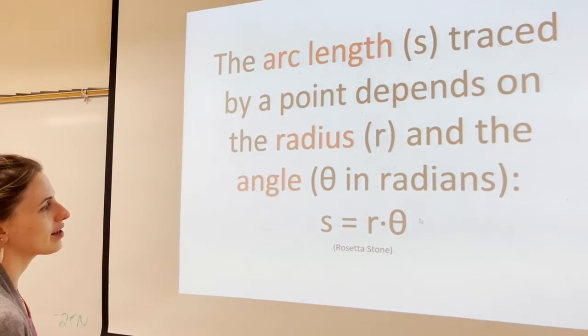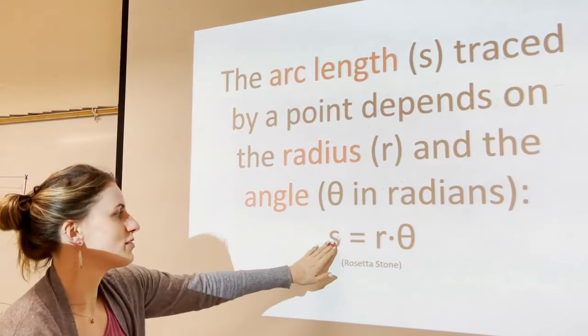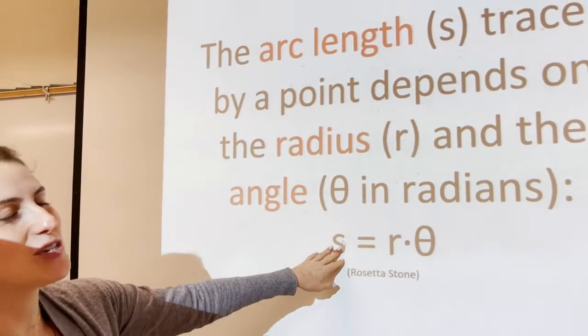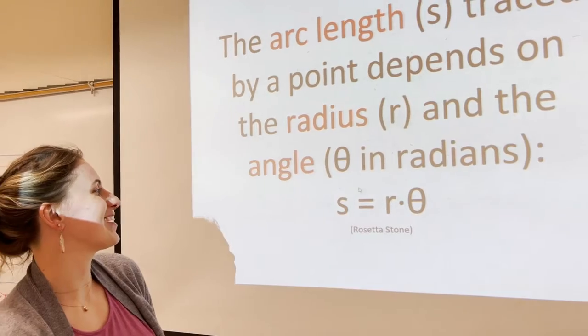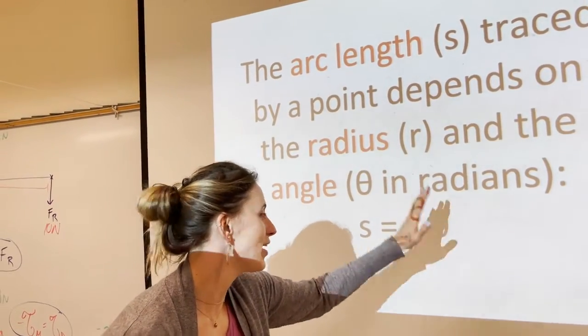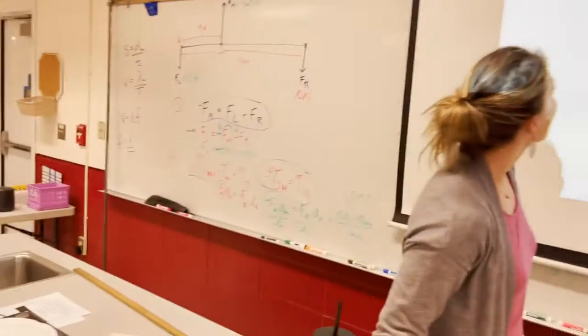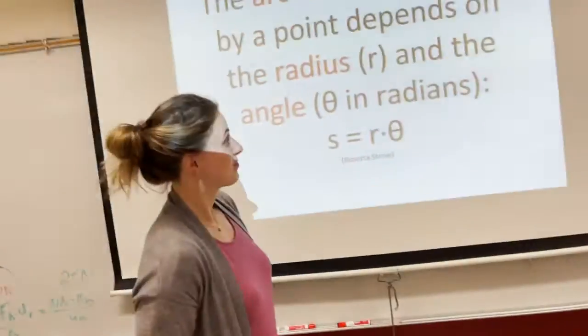Then we have our Rosetta Stone, so important. S equals R theta. You need this in order to go from the linear world to the angular world. Okay, let's keep going.